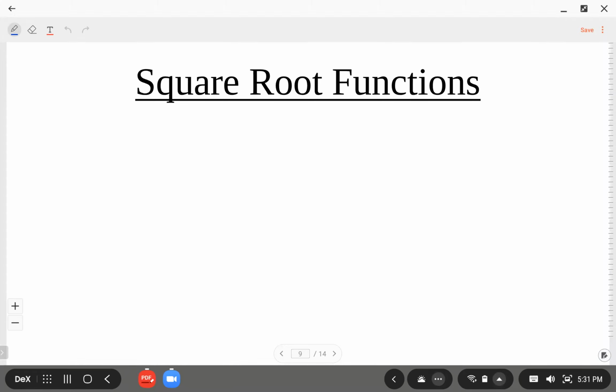So let's introduce ourselves to the square root function. You always need a y in square root functions, okay? And of course you need the square root and then x. That is the parent function. It's the simplest form.